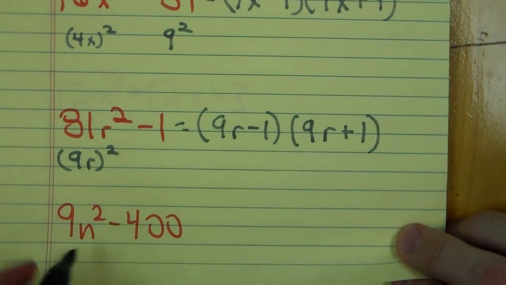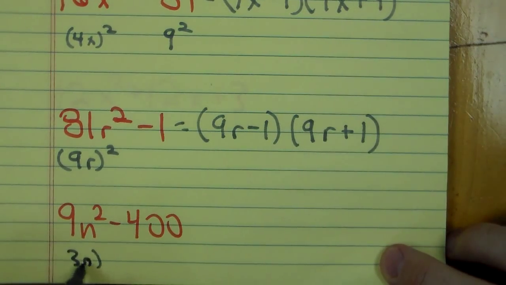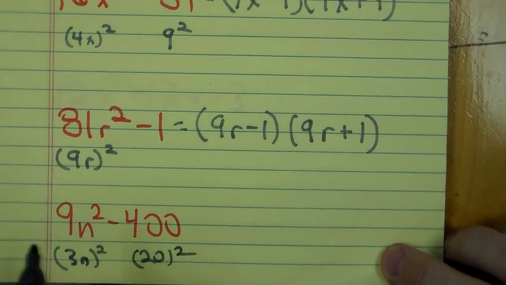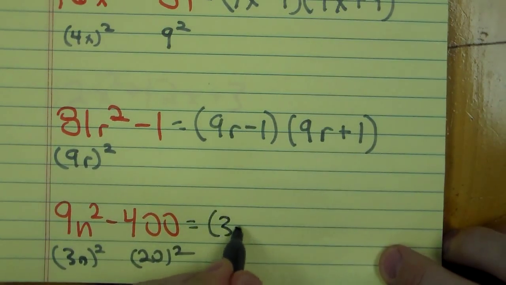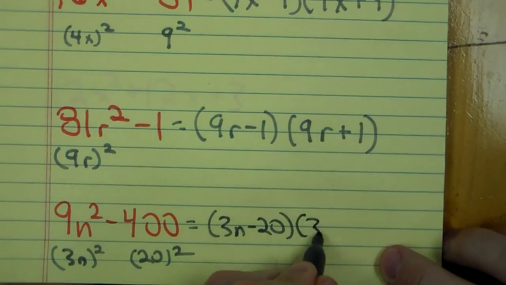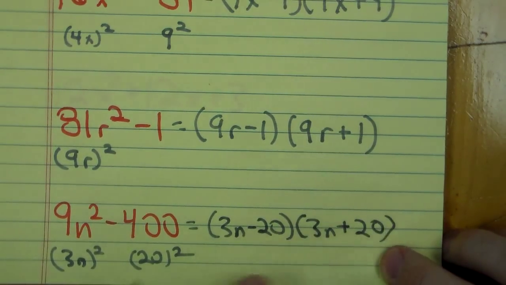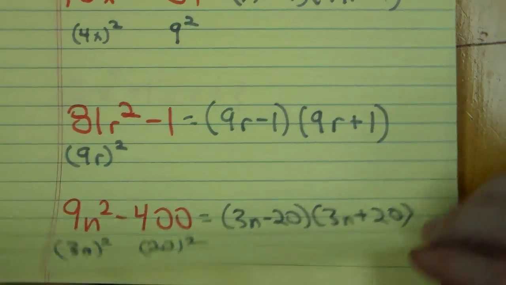9n squared minus 400 is going to be 3n squared. 400 is 20 squared, so we're going to make 3n minus 20, 3n plus 20. Okay, now we have to kind of put it all together.